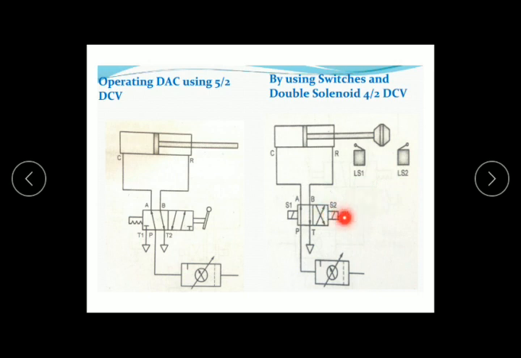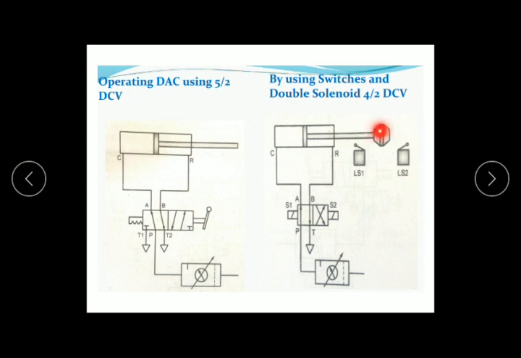Once solenoid 2 is operated, we can shift the position from the first position to the second position. The operation of this solenoid actuation is controlled by limit switch 1 and limit switch 2. The operation gets vice versa.